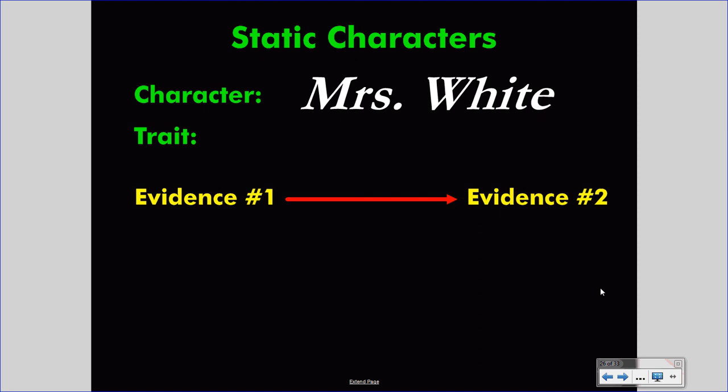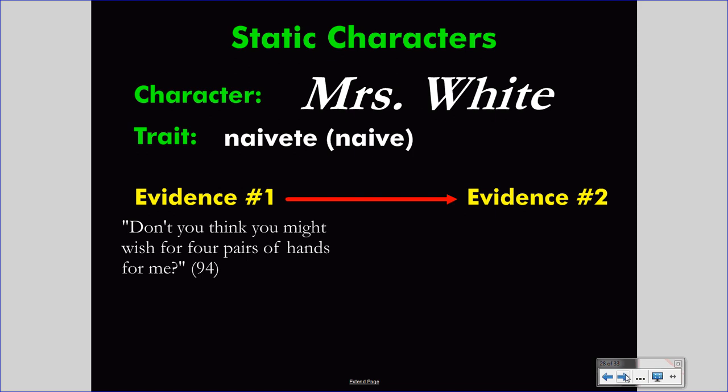Let's take Mrs. White from The Monkey's Paw for an example. We might consider that Mrs. White demonstrates the same naivete as her husband, Mr. White. We've already discussed his ignorance, so we don't need to discuss it further with Mrs. White. Let's simply look at the evidence. At the beginning, she jokes about the monkey's paw, claiming, "Don't you think you might wish for four pairs of hands for me?" This is Mrs. White not understanding the severity of the situation.